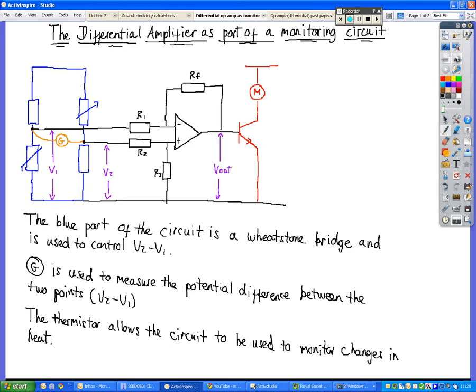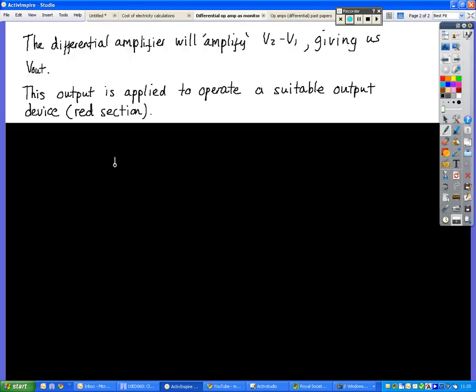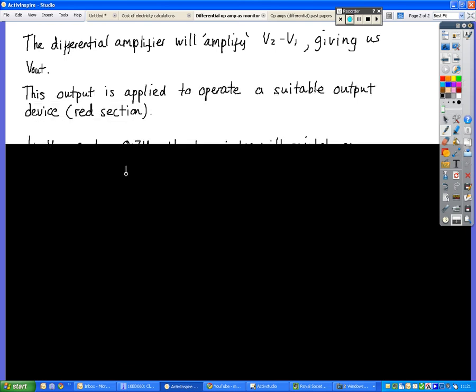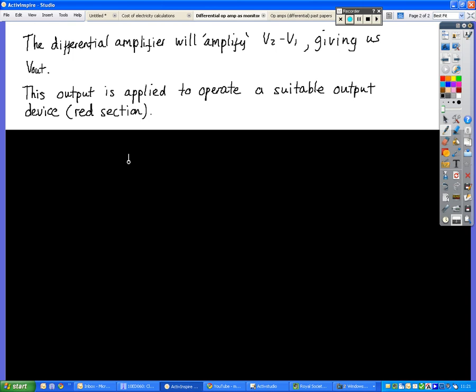If we then go on and look at the second section, that is the differential amplifier, which amplifies V2 minus V1, giving us V out. That's what the differential amplifier does. It amplifies the difference in voltage. So if that's controlled by the Wheatstone bridge, it's going to amplify whatever the difference produced by the Wheatstone bridge is. That output is then applied to a suitable output device. In this case, it's the motor.